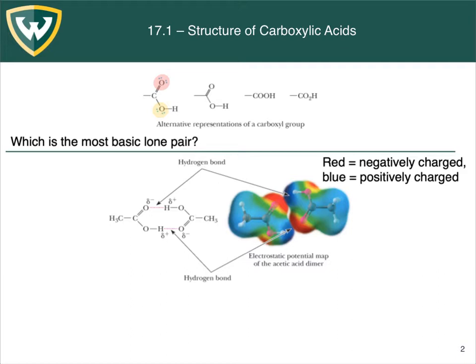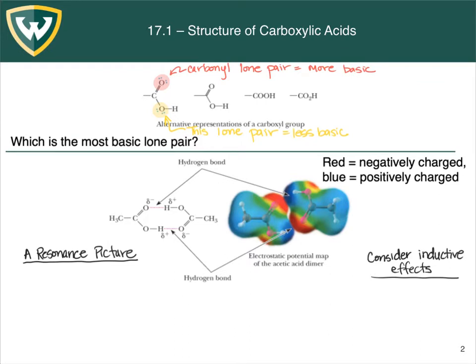So if we look at these two oxygens in the electrostatic potential map that I've shown down here, you can see that the carbonyl oxygen has this very large red area, and red means more negatively charged, whereas the oxygen in the OH part of the carboxylic acid has only this very small amount of red in it. And so you can see that the lone pairs up here are significantly more basic than those of the other oxygen.